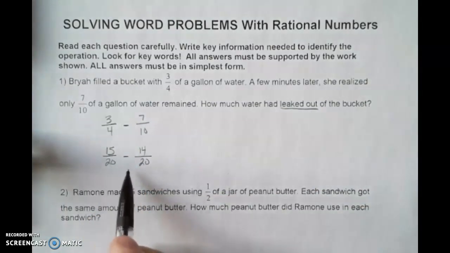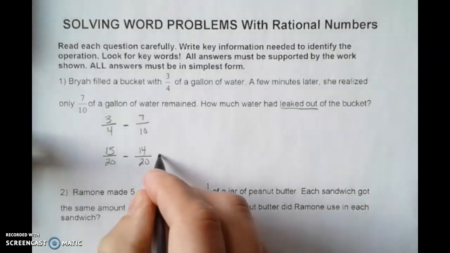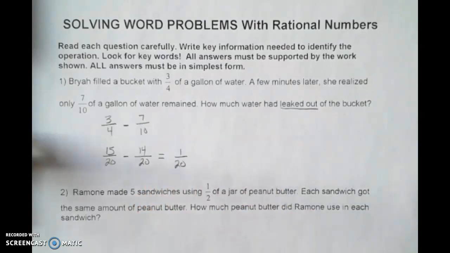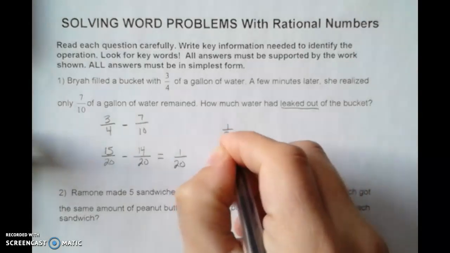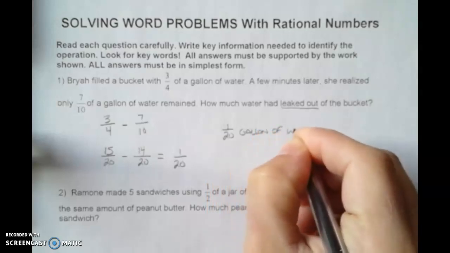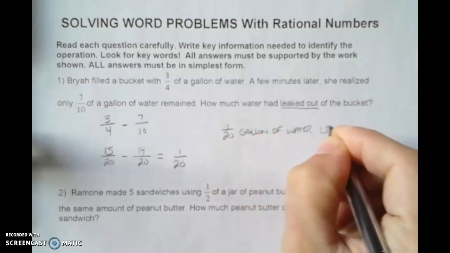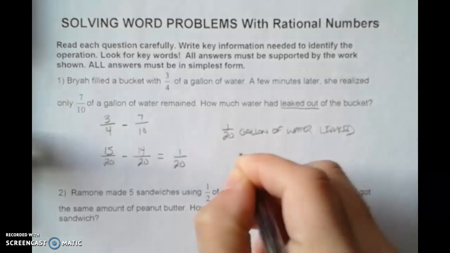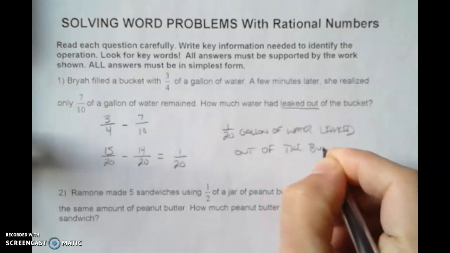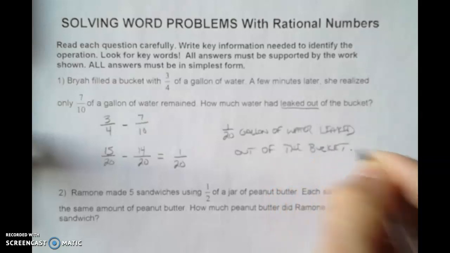And now that I've got my common denominators, I can subtract these. 15/20 minus 14/20 is going to be 1/20. Okay, and so now we can answer the question. We can say that 1/20 of a gallon of water leaked out of the bucket.